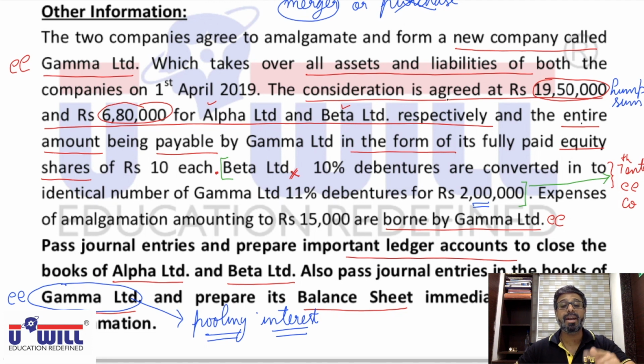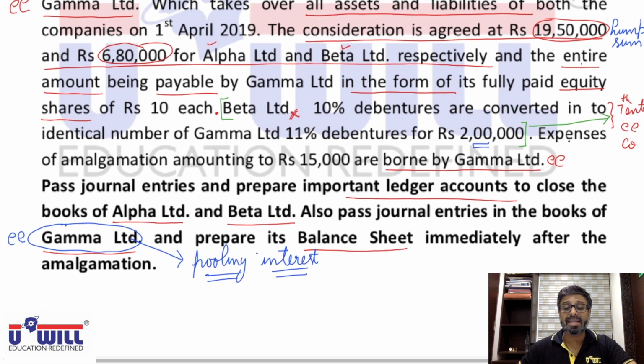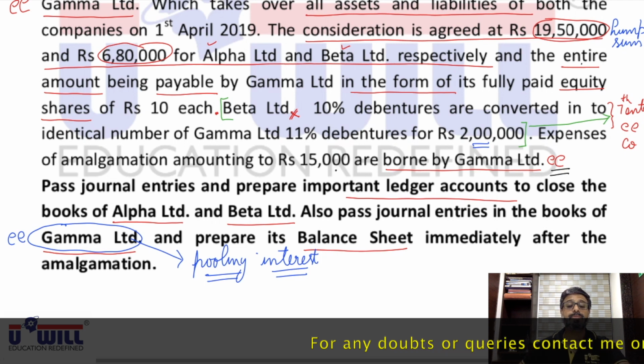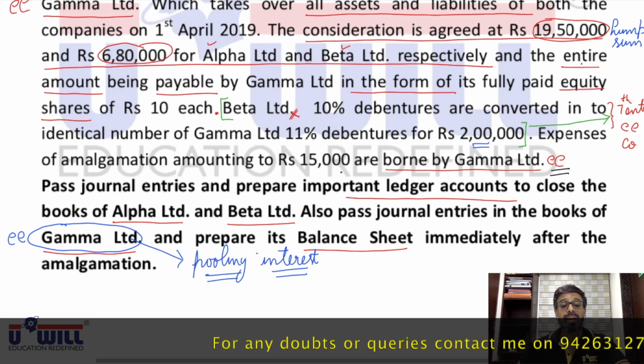Next entry, payment of expenses, liquidation expenses paid by transferor company. Now here we do have expenses. Last sentence, expenses of amalgamation amounting to 50,000. But who is paying it? It is borne by Gamma Limited. So we are going to pass this entry in the books of transferee company. In the books of transferor company, no entry. So expenses are borne by Gamma Limited means entry of these expenses will come only in the books of transferee company. So even liquidation expenses, we don't have any entry here in the books of Alpha Limited.